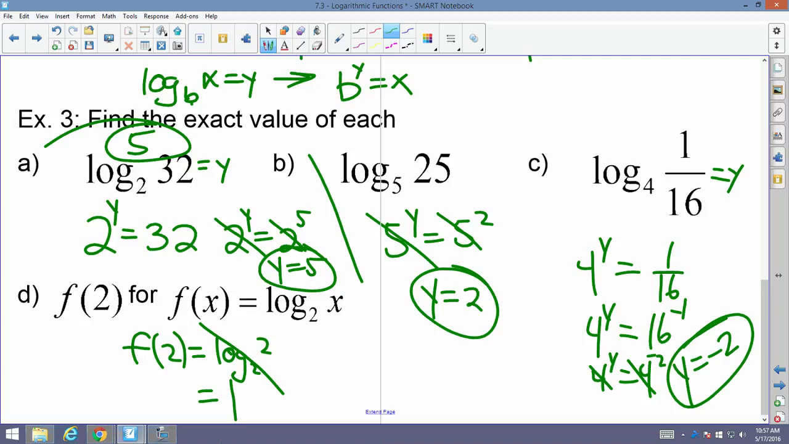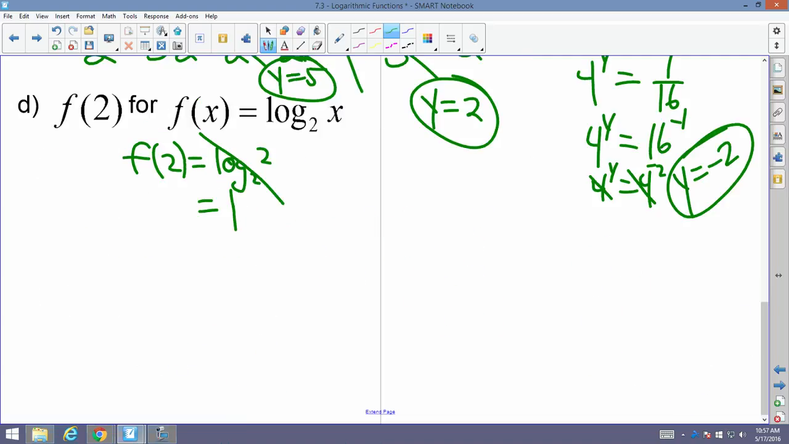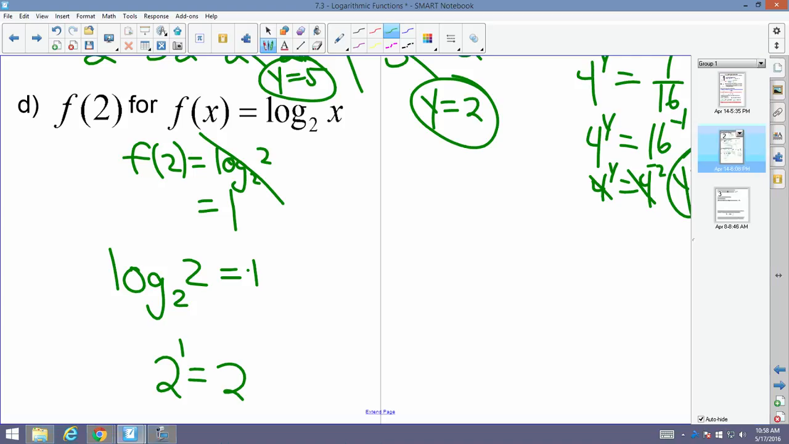Think about it, guys. Let's think about why this works. Why does log base 2 of 2 equal 1? What's 2 to the first power? Bam. It cancels. Does that make sense? Talk to me, please, guys. I'm here for you. Okay, I'll take that as a yes.